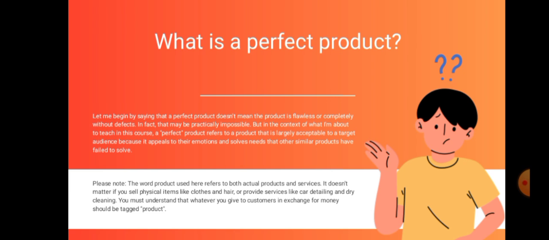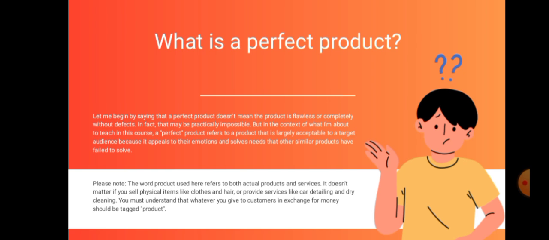So let me begin by saying that a perfect product doesn't mean that the product is flawless or completely without defects. In fact, that may be practically impossible. But in the context of what I'm about to teach in this course, a perfect product refers to a product that is largely acceptable to a target audience. Why? Because it appeals to their emotions and solves needs that other similar products have failed to solve.